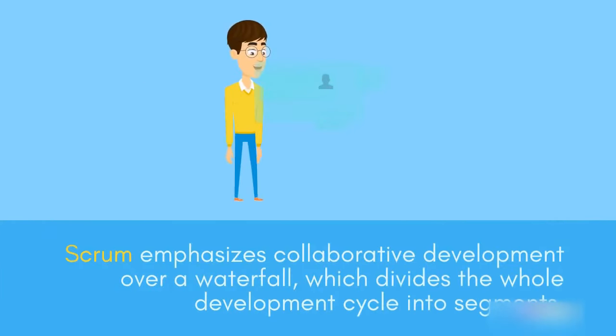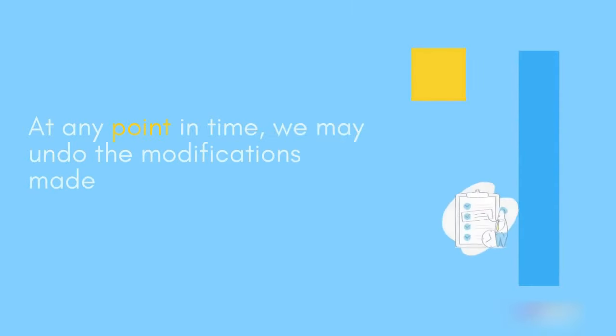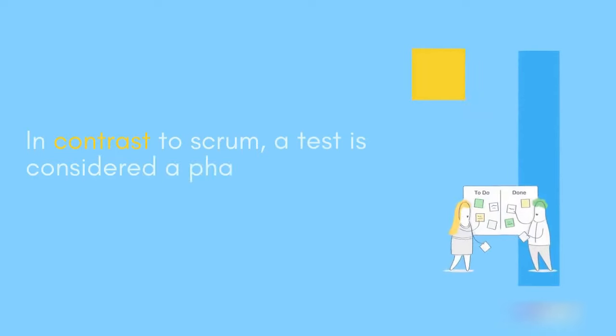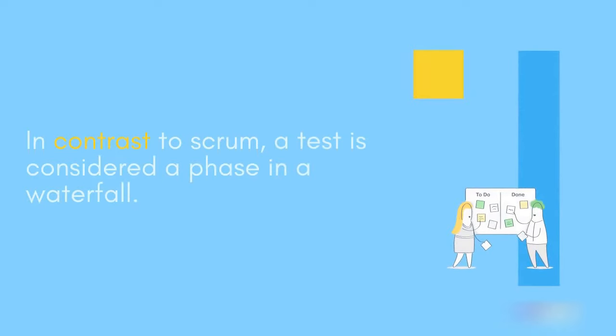Scrum emphasizes collaborative development over Waterfall, which divides the whole development cycle into segments. At any point in time, we may undo the modifications made in Scrum rather than Waterfall. In contrast to Scrum, testing is considered a phase in Waterfall.